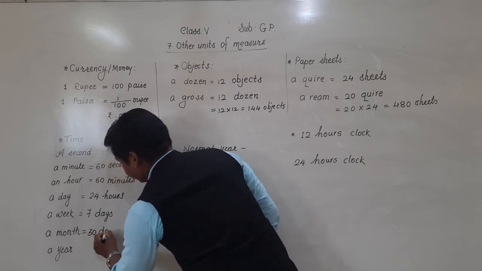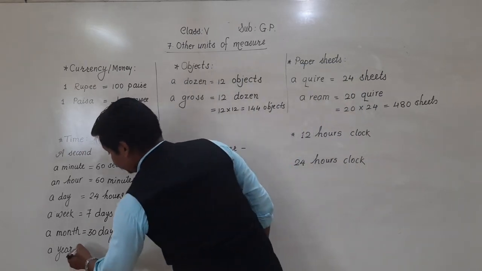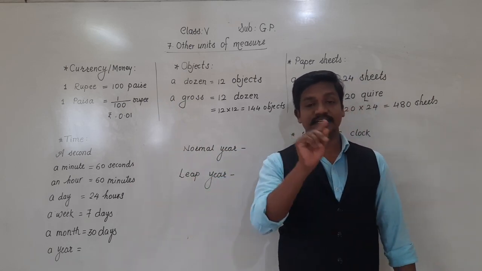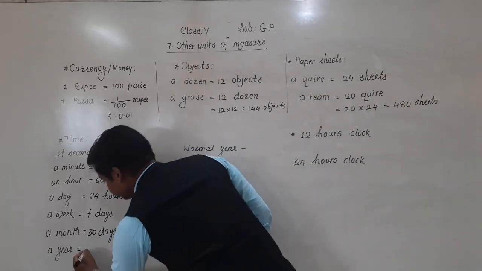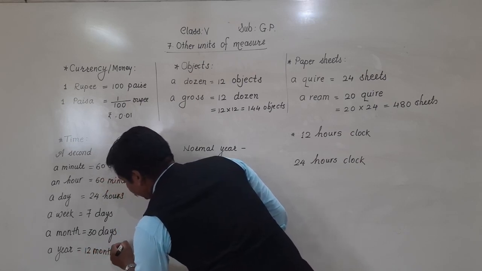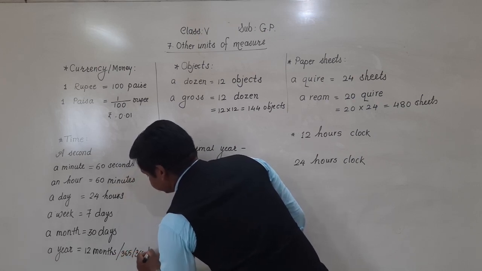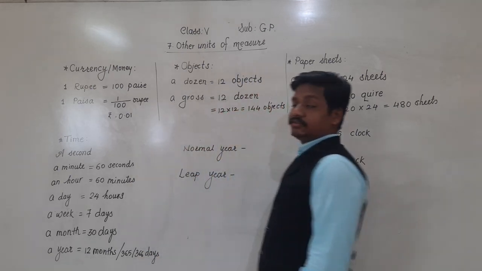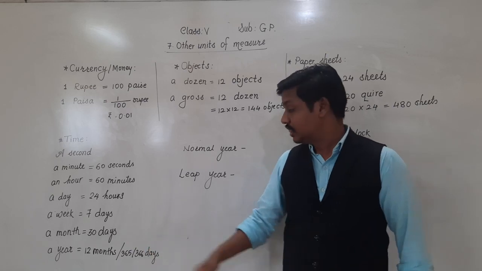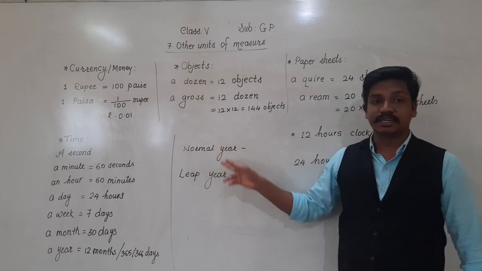30 days. 1 year: how many months does 1 year have? These 12 months make 1 year. 12 months, or 365 or 366 days. If the question is 1 year is equal to how many days, then 365 or 366. Now again, why 365 and 366? The answer is here: normal year and leap year.